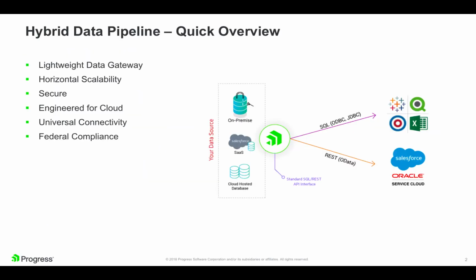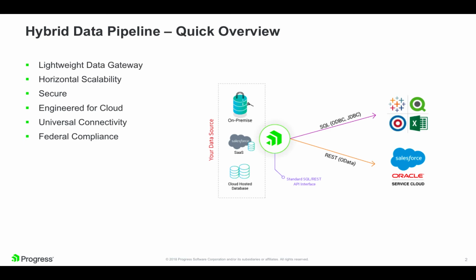Hybrid Data Pipeline is a lightweight software service. It provides standards-based access to over 20 on-premise and cloud data sources for use in client applications which support ODBC, JDBC, or OData. This includes sources such as Oracle, SQL Server, DB2, Apache Hive, Salesforce, and more.